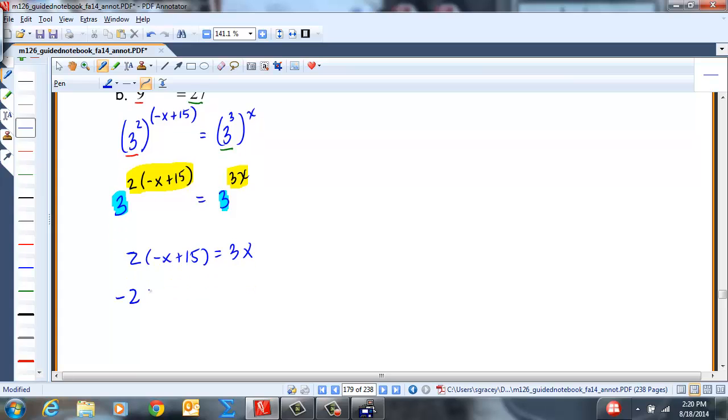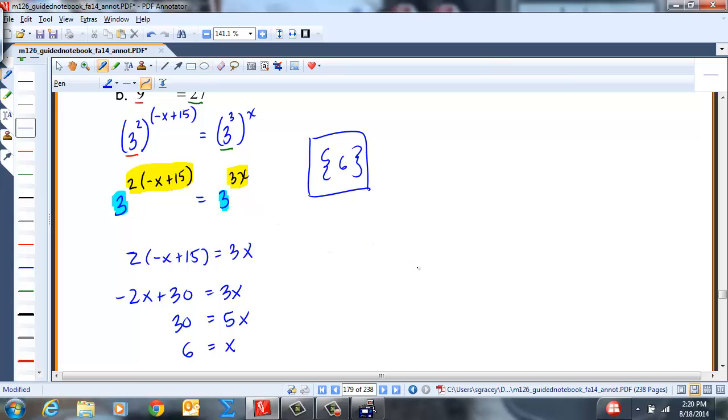So we'll get -2x plus 30 is equal to 3x. 30 is equal to, if I add 2x to both sides, I get 5x. So 6 is equal to x when I divide both sides by 5. So my solution would be 6. So now what I want to do is I want to go to my graphing calculator and verify that.